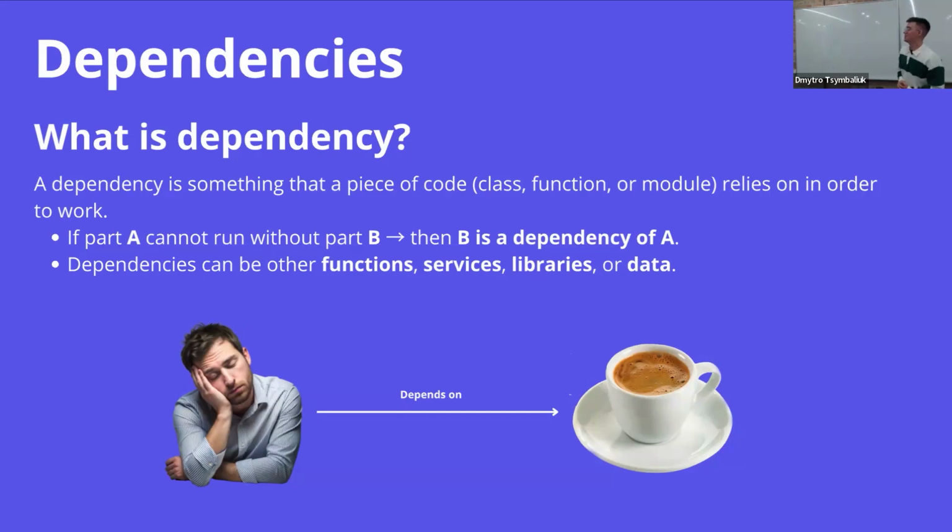So let's actually start with dependencies. And let's start from the question, what is dependency? Well, dependency is something that cannot exist without something else. So, as written on the slide, if part A cannot run without part B, then part B is a dependency of part A. And in terms of programming, of software engineering, dependencies can be other functions, services, libraries, or data that is used in some of your other functions.